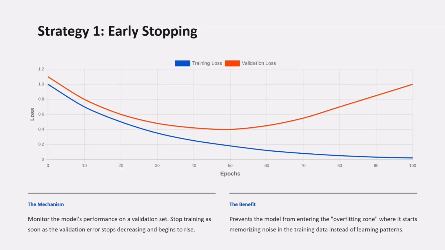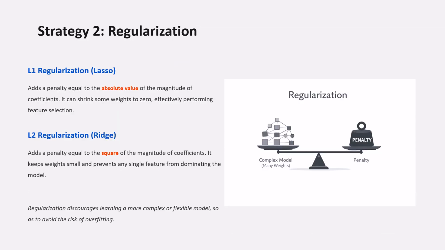But sometimes we need a more direct way to keep the model honest. If that's the case, we use regularization. That's our strategy two. Regularization is the second key strategy, and it is nothing but penalizing complexity. We add a penalty term to the model's loss function, based on the size of its weights. We have two types of regularization, L1 and L2. L1 we call Lasso, and L2 we call Ridge.